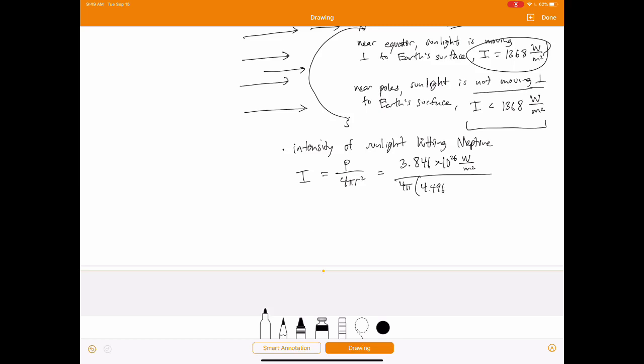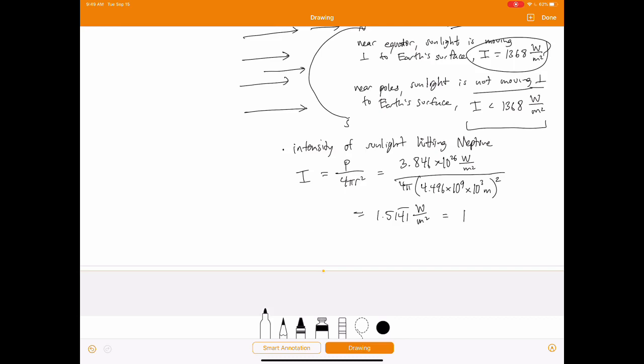4.496. Okay, we had 4.496 billion kilometers. So a billion is 10 to the 9. And again, a kilometer is 10 to the 3 meters. So to get that distance in meters, this is how we would do it. And then we'll square that. So we get only 1.5141, keep 4 sig figs, watts per square meter.